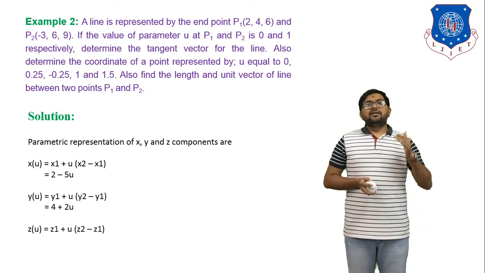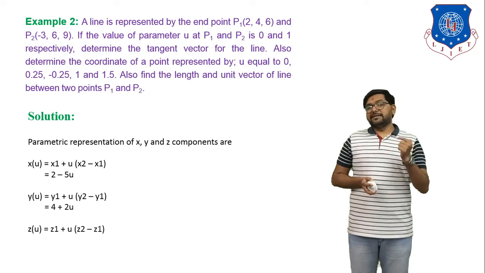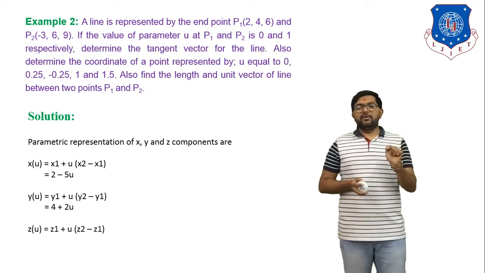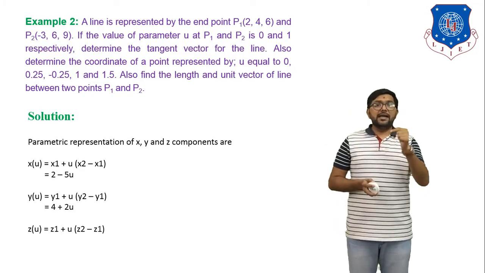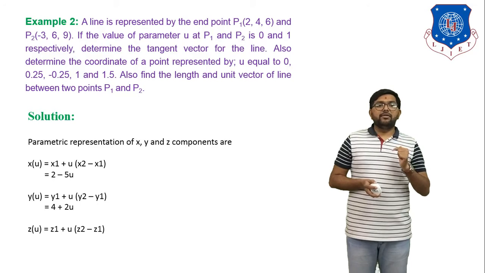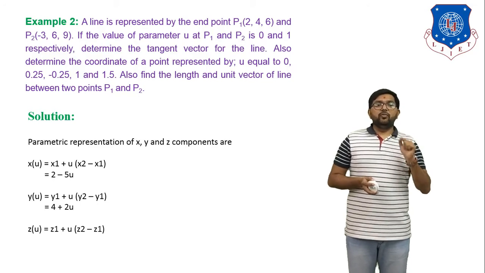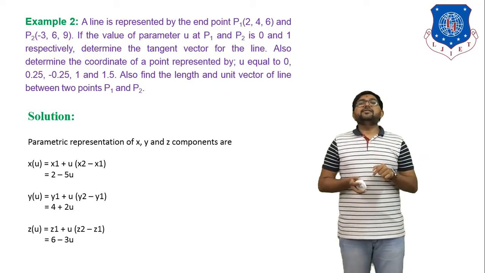And last, what is the parametric representation of the line for the z coordinate? Z of u is equal to z1 plus u times (z2 minus z1). Write down the values of z1 and z2 over here. What is the value of z1? That is 6, and z2 minus z1 is 9 minus 6. Clear? So that is 3.